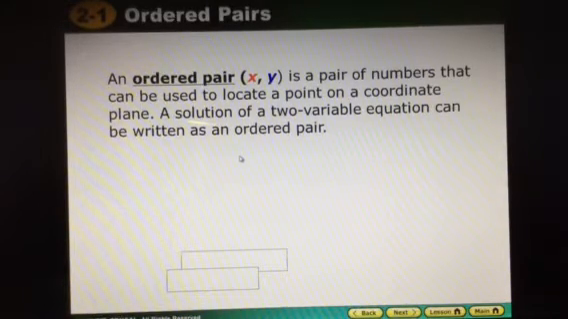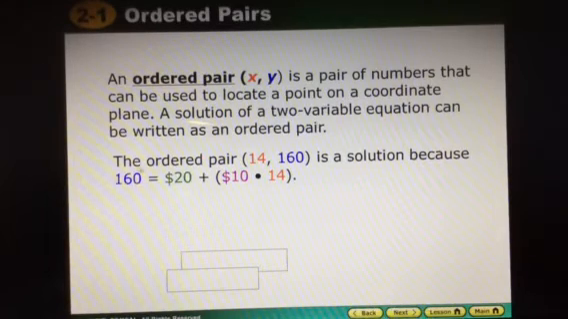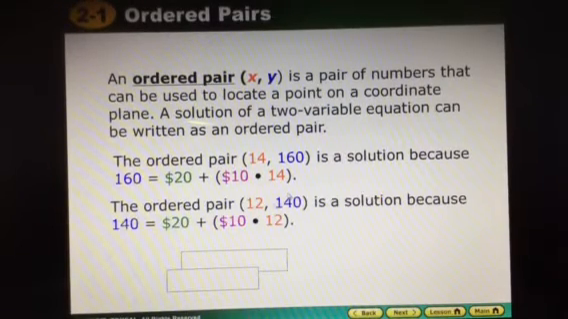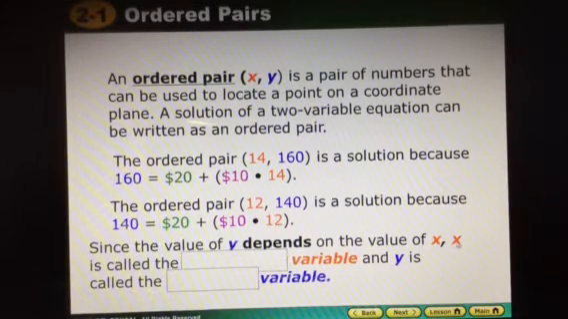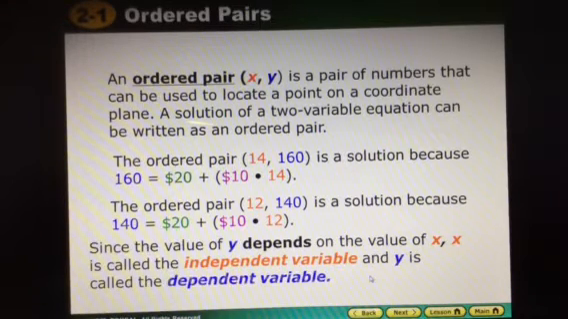Alright, so no blanks yet. Then the next thing you have in your blank, the ordered pair 14, 160 would go in your first blank as a solution because 160 equals 20 plus 10 times 14. And then the ordered pair 12, 140 is a solution because 140 equals 20 plus 10 times 12. Since the value of Y depends on the value of X, X is called the independent variable, and Y is called the dependent variable, so fill in those blanks.